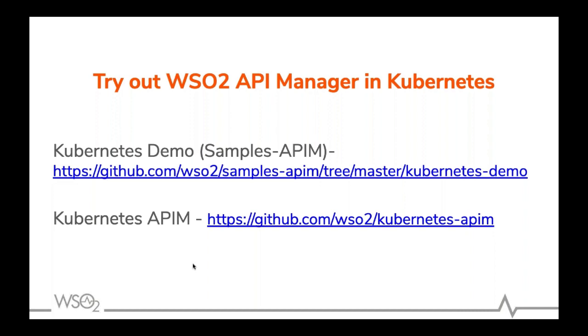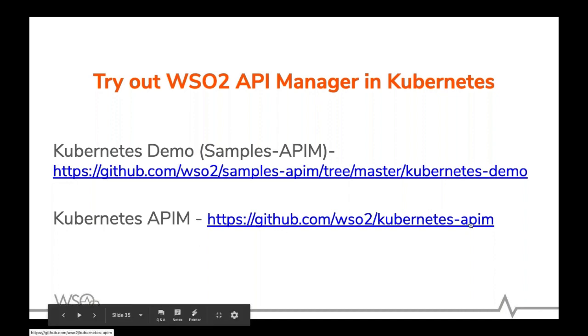And the next question is, is it possible to deploy other products from WSO2 on production Kubernetes? Yeah, we have the EI, IS, and stream processor Kubernetes artifacts as well. If you go to the Kubernetes EI repo, like the Kubernetes APM, you can find those artifacts as well.